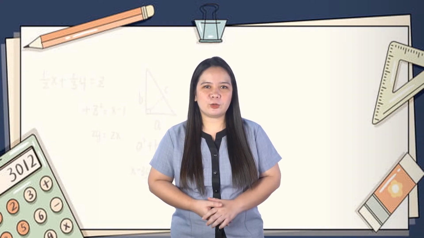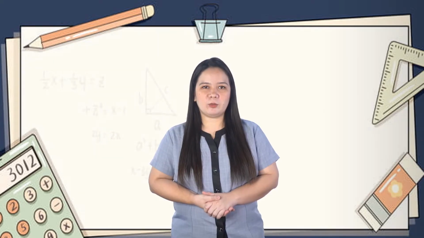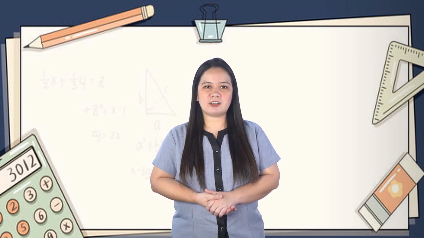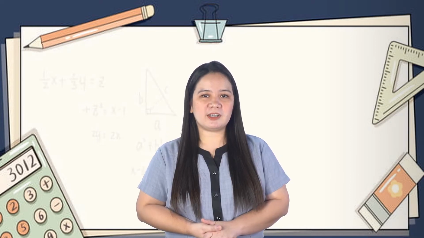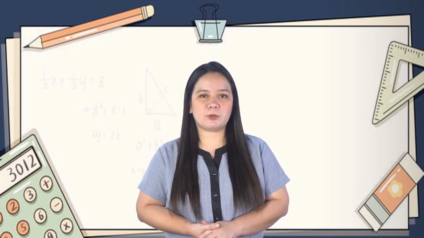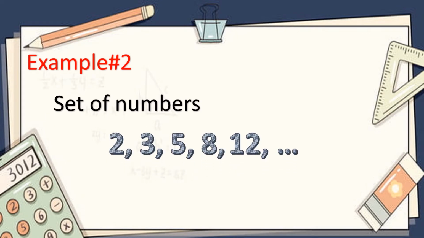In this figure, we start at 1 dot and follow by 3 dots. Next is 6 dots and then 10 dots. Now, if we want to know the next number of dots, we can easily answer that because in this figure, it has a pattern. The next example is the set of numbers 2, 3, 5, 8, 12.